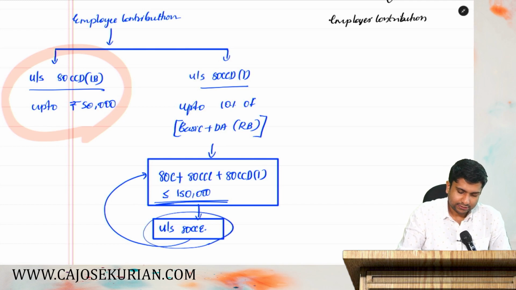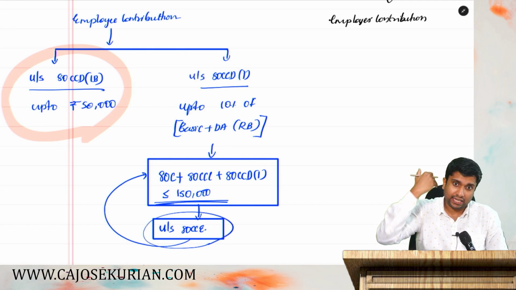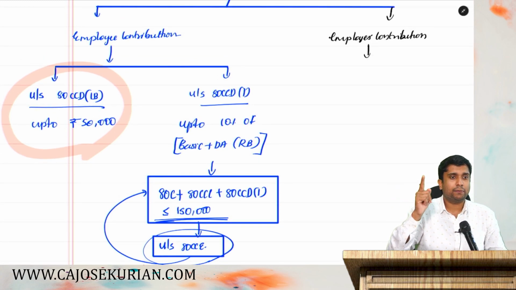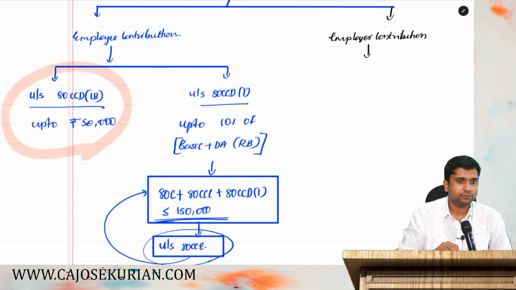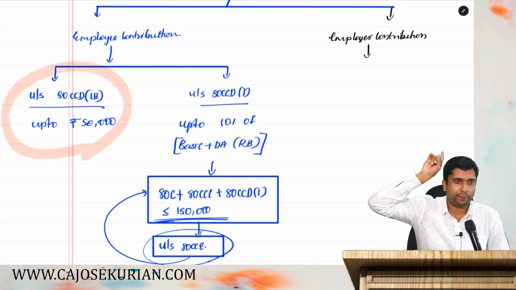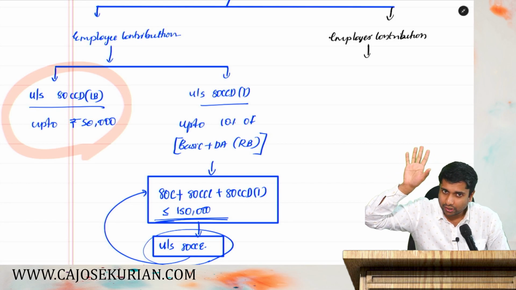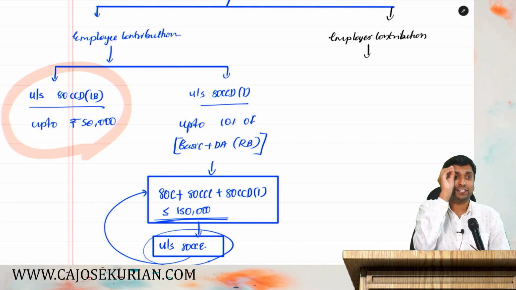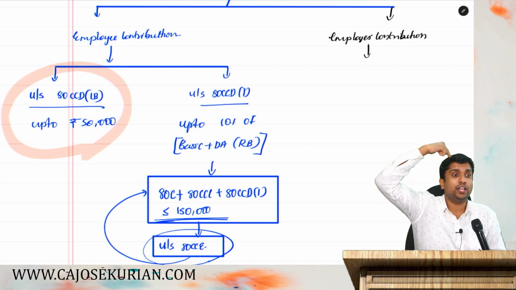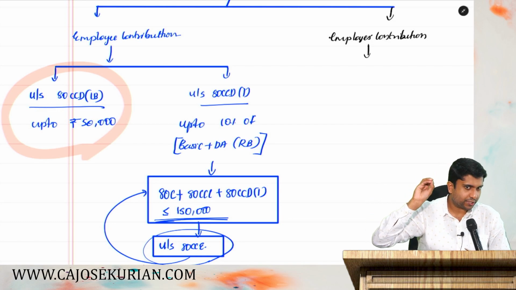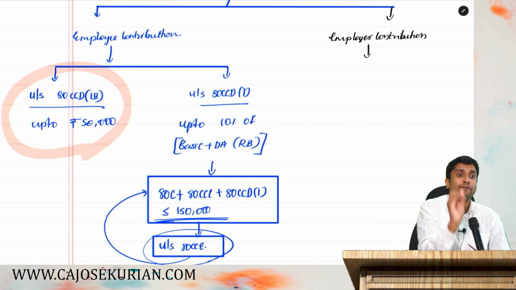Now, let's move on to the employer's contribution. Now listen, this employer contribution is actually a cost for the employer. He can already claim it as a deduction under 36(1)(iva). We have already covered that. Now the point is, this employer contribution is first taxed as profit in lieu of salary in the hands of the employee.